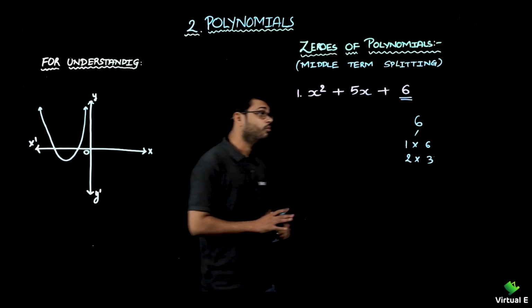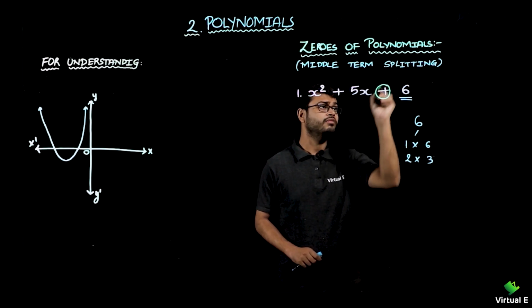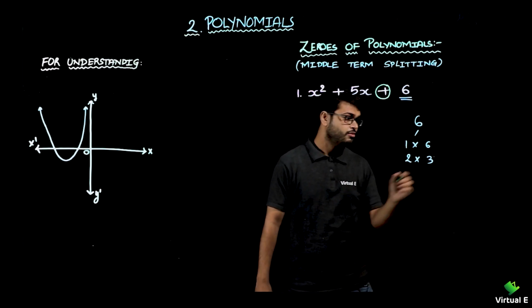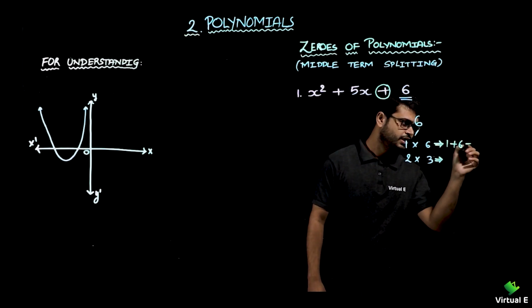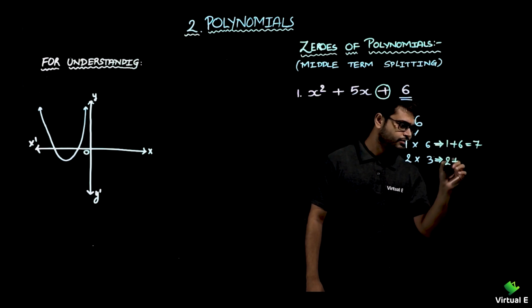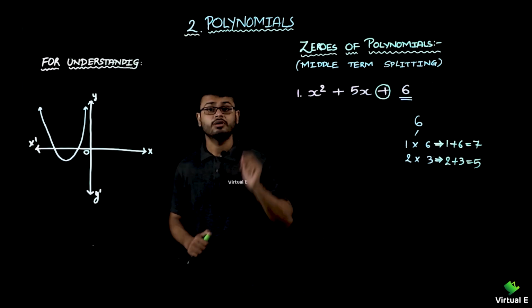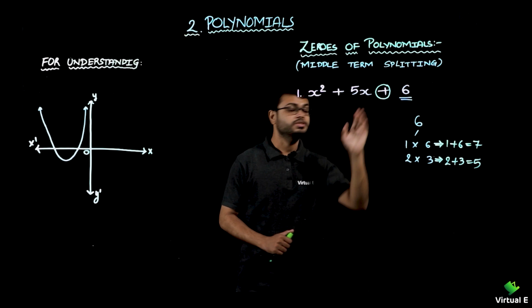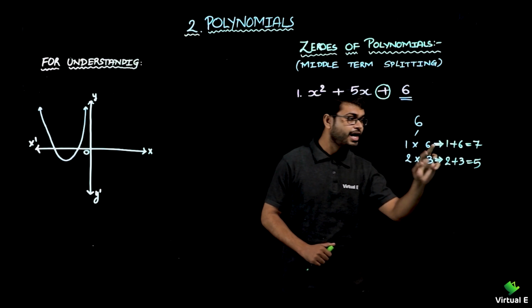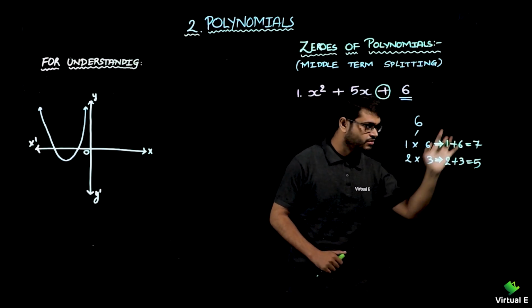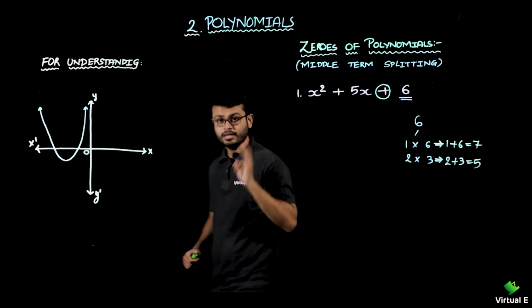Second step, now what is the sign of the constant? See, the sign of the constant is plus. So I am going to add the factors. 1 plus 6 is equal to 7 and 2 plus 3 is equal to 5. So two steps are done.